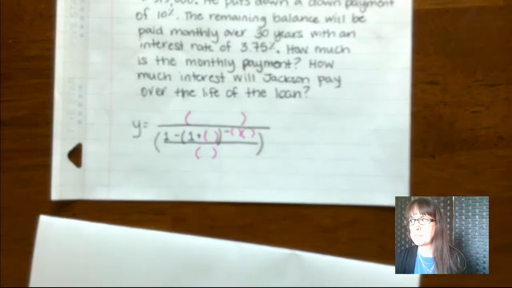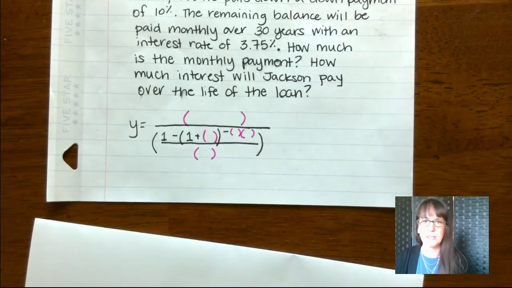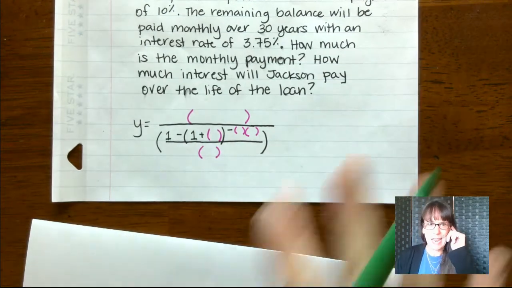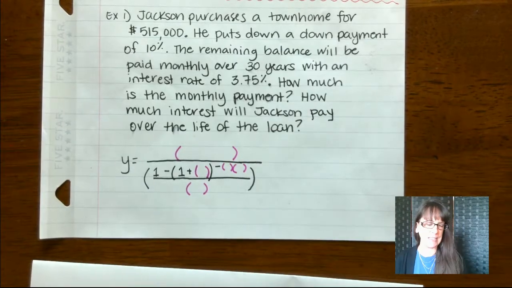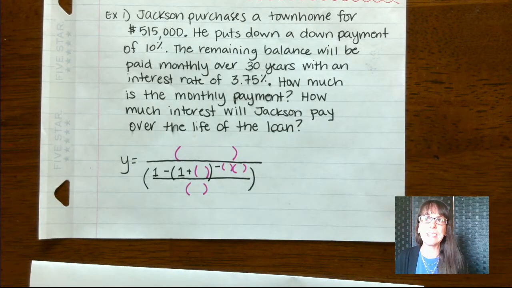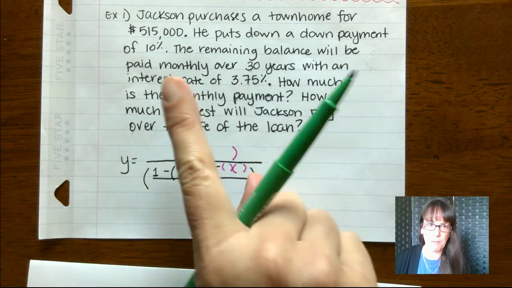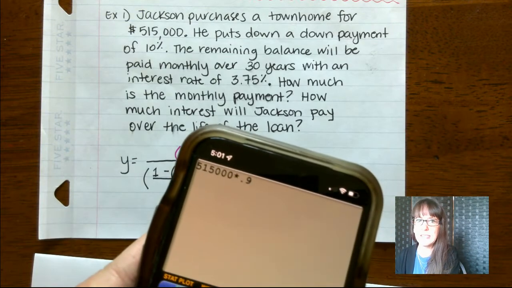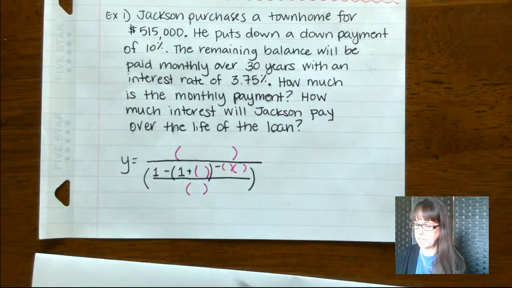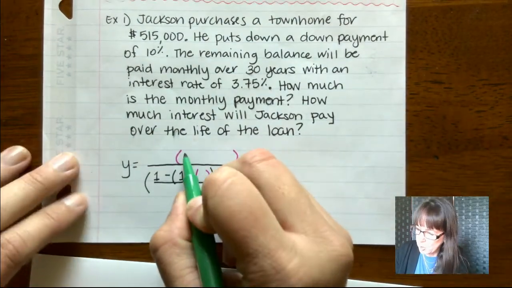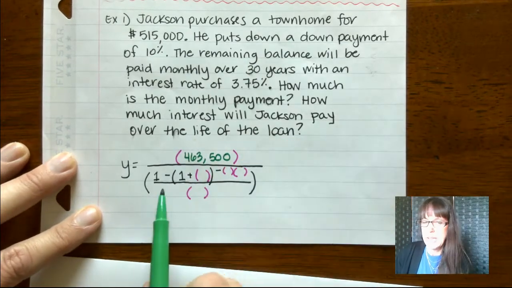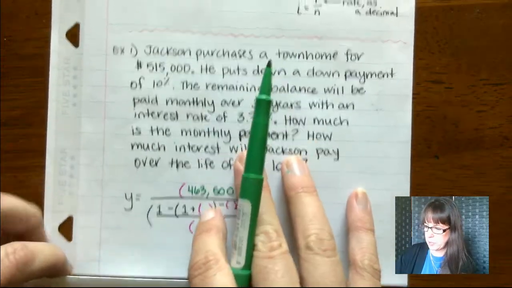For the first one here, we have our principal amount. Now, he's put down 10% of $515,000, so that means he's borrowing 90% of $515,000. If we put in 515,000 times 90%, we end up with $463,500. So he is borrowing $463,500.